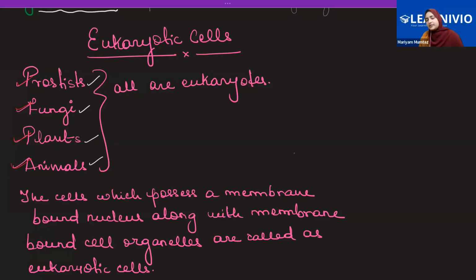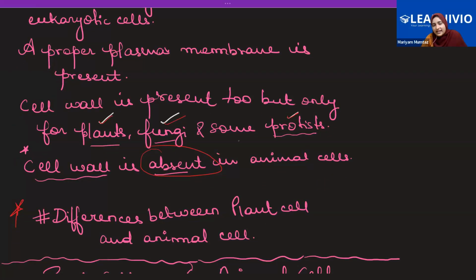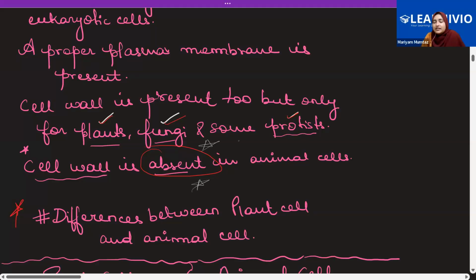Now, eukaryotic organisms have a specialty of having superior cell organelles. They have superior characteristics, and apart from that, they have more complex structures in their cells. So each of those things we're going to see. Now, in them, a proper plasma membrane is there, and cell wall is present, but always remember that the cell wall is present in the plants, in the fungi, and some of the protists, and it is absent in the case of animal cells. Always remember this, no matter what happens.